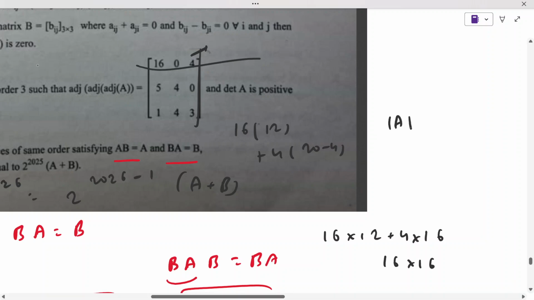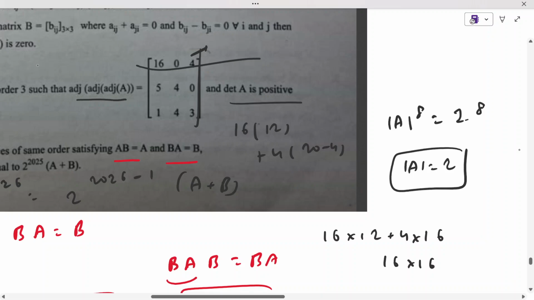It is like mod A power n minus 1 whole square. N minus 1 whole cube actually. So 8. 8 is equal to 2 to the power 3. So mod A will be what? As mentioned, positive, mod A will be 2 then. Fine. Got it now?